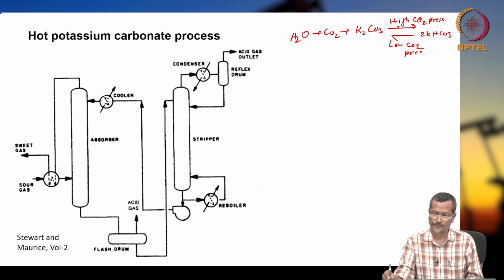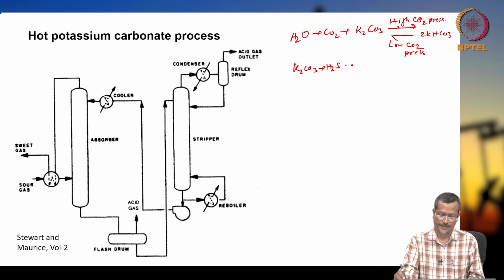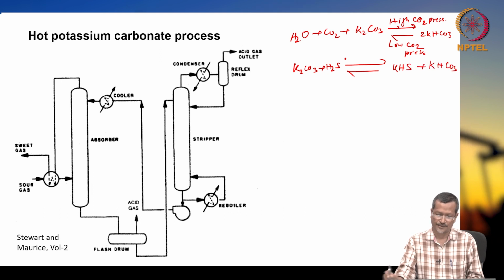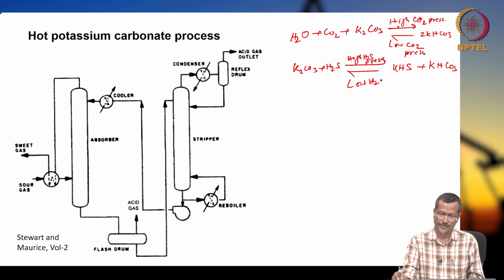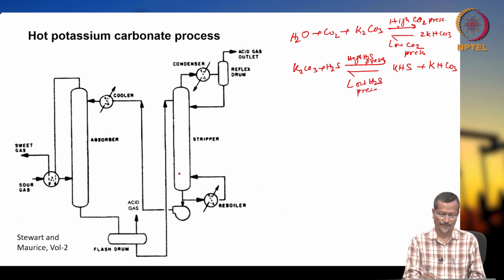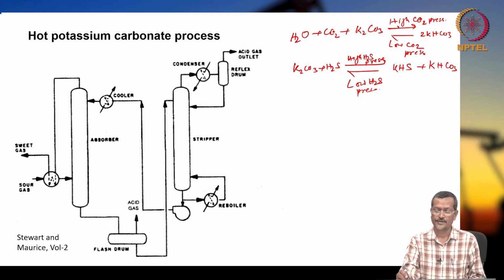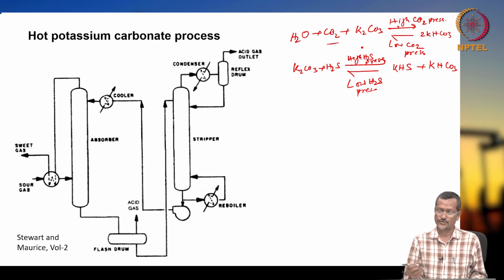Low CO2, and K2CO3 plus H2S, it will create KHS plus KHCO3. This is high H2S, low H2S. H2S alone cannot be removed unless there is a sufficient amount of carbon dioxide. So, carbon dioxide is a must in this process. So, carbon dioxide is there so that sufficient amount of H2S can be removed.